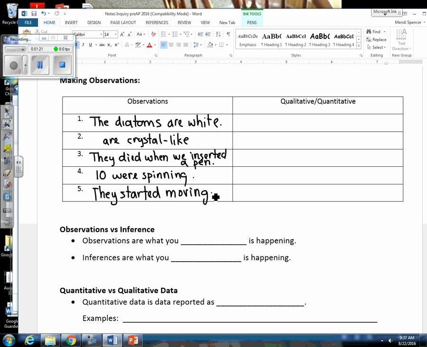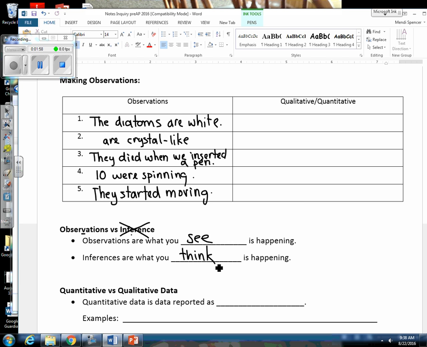When we're recording observations, we want to make sure that they are in fact observations that we're recording and not inferences. So let's talk about the difference between the two because we do not want to include inferences. We're just analyzing an experiment and getting observations. Observations are what you actually see is happening. If you're writing down inferences, then you're writing down what you think is happening, but it's not exactly what you're seeing. So inferences are what you think is happening. Let's go back to our observations here, and let's identify which ones are observations and which ones are inferences.